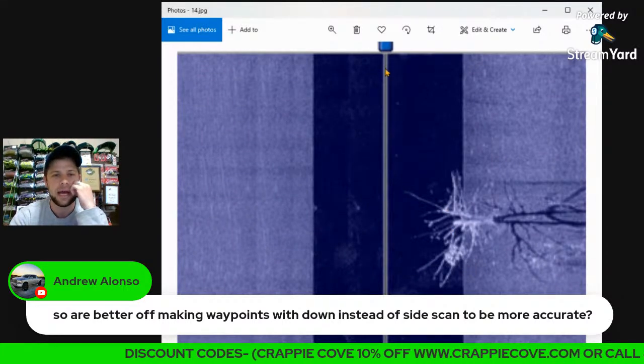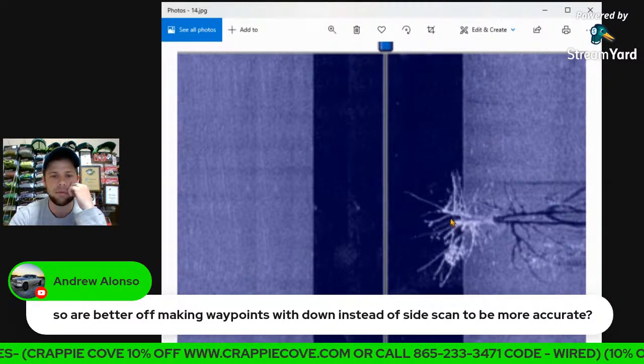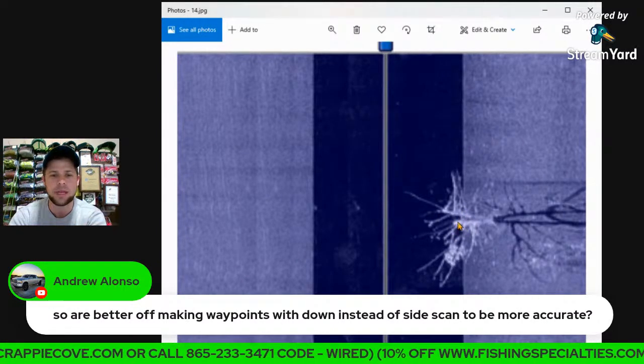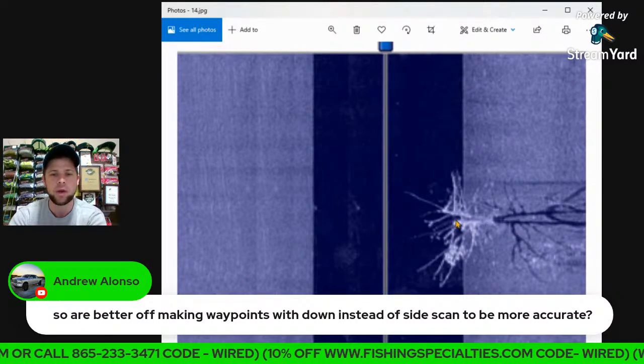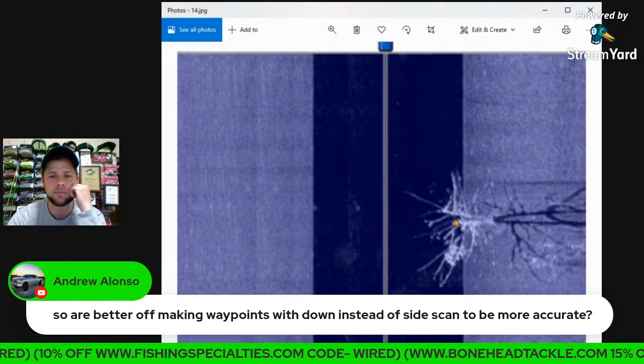Okay. Again, I'd bring my cursor down, Andrew. I'd move my cursor over to about right there on the biggest part, the heart. I want to find the heart of that tree, and I want to put a waypoint right on the top of that heart of that tree right there. That would be where my waypoint would go.